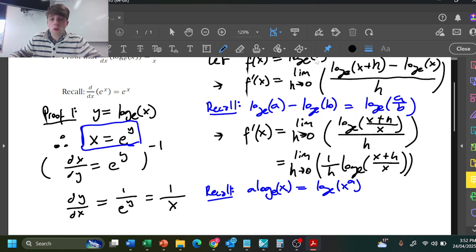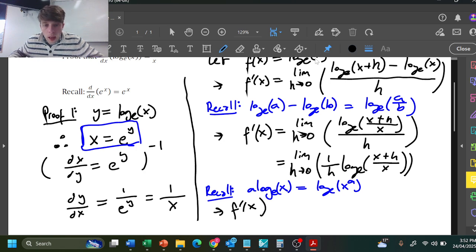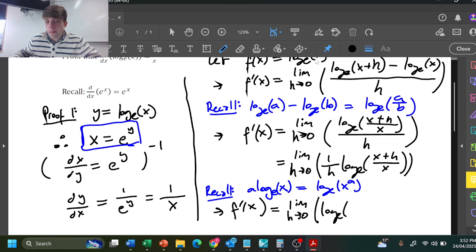So let's apply this law right here. That tells us that the derivative, and again, let's keep the two proofs separate. They're two separate proofs. The first one's just a rather simple one, which hopefully everyone could understand. This one here, the derivative is going to be equal to the limit as h goes to 0 of log e of (x plus h) over x raised to the power of the thing that was outside of the logarithm, which is 1 over h.